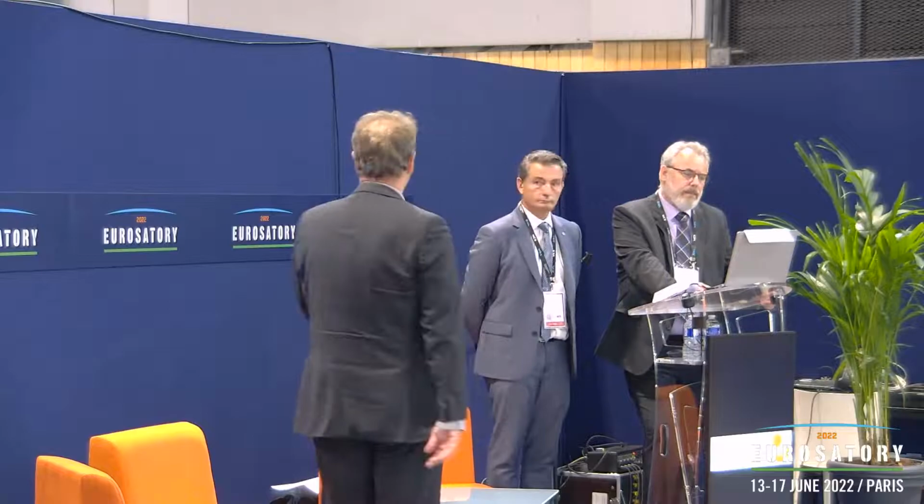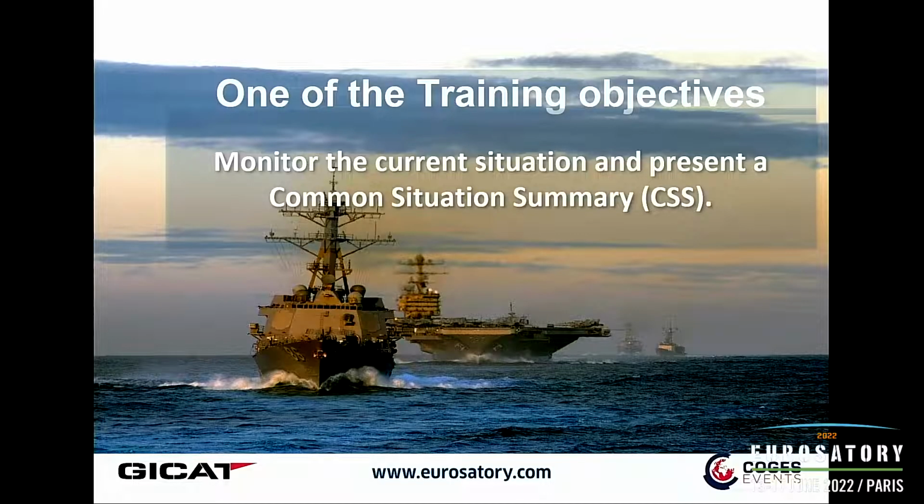In the beginning of the exercise, the exercise requires some training objectives that we try to have technical systems fulfill. One of these training objectives is that the training audience, all the brigades and all the staff, should produce a summary report or summary operational picture. They should monitor the situation in the command and control systems and present the common situation summary. This is one of the training objectives that the staff should train on.